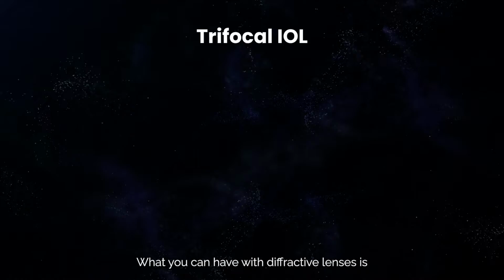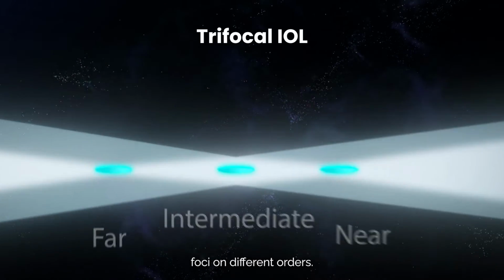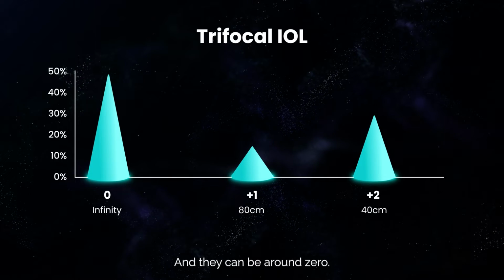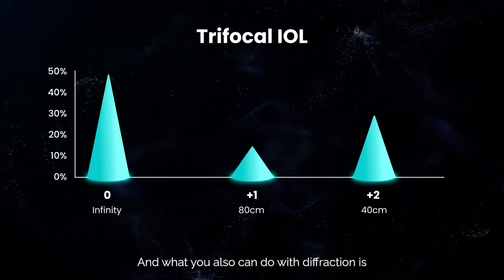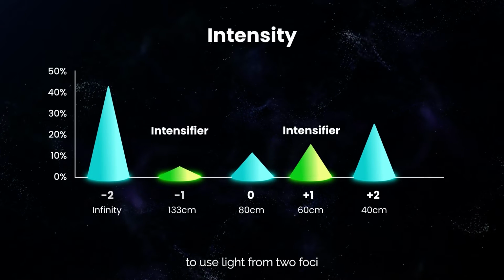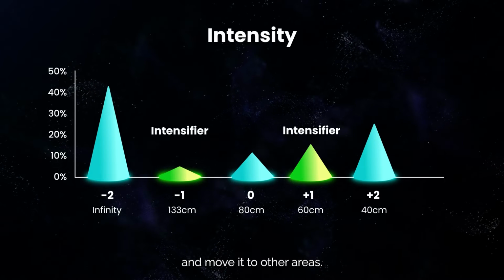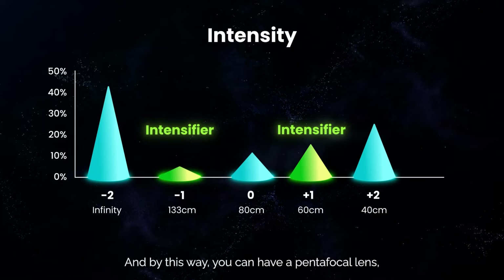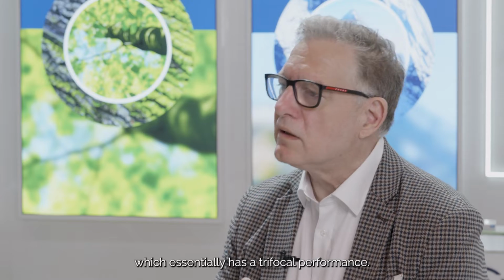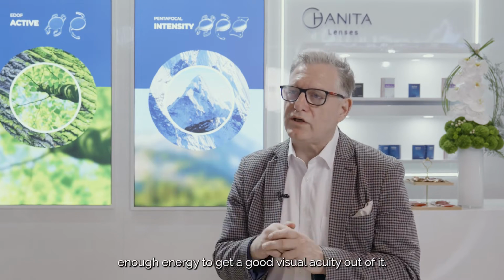What you can have with diffractive lenses is foci on different orders. And they can be around zero, so you can have minus and plus first and second order and so on. And what you also can do with diffraction is to use light from two foci and move it to other areas. We call that intensifier. And by this way, you can have a pentafocal lens, which essentially has a trifocal performance. We get a continuous vision. So it's not only the three foci, also in between these foci, you have enough energy to get a good visual acuity out of it.